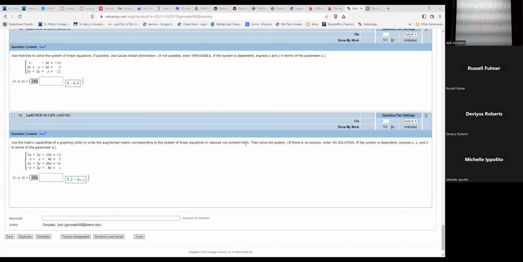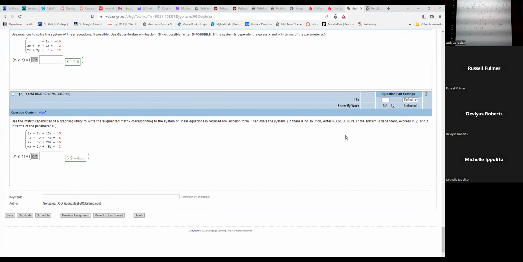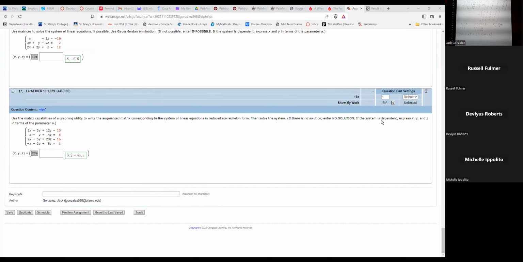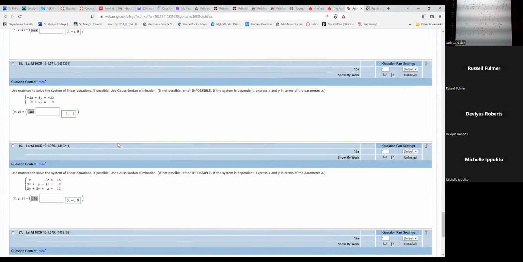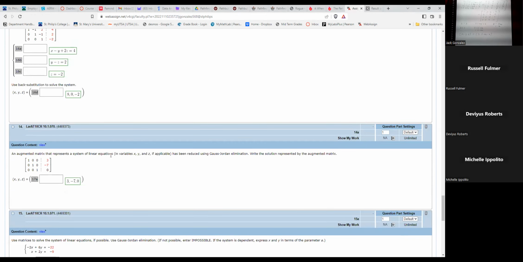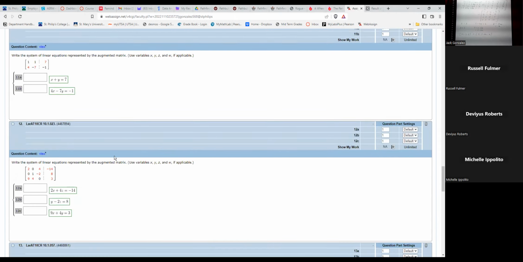They do change it. See how right here they say, if the system is dependent, which is what we have right now, an infinite solution case, express x, y, and z in terms of the parameter a. We have the y component in terms of a, the z component in terms of a. x is just a single number, so it doesn't matter. That's why they have a and b solutions for 17. It happens when you have a row of zeros, also called a dependent system.